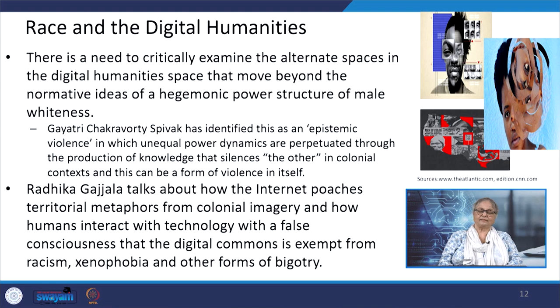Gayatri Spivak has identified this as an epistemic violence in which unequal power dynamics are perpetuated through the production of knowledge that silences the other in colonial context, and this can be a form of violence in itself. Radhika Gajala talks about how the internet poaches territorial metaphors from colonial imagery and how humans interact with technology with a false consciousness that the digital commons is exempt from racism, xenophobia, and other forms of bigotry.